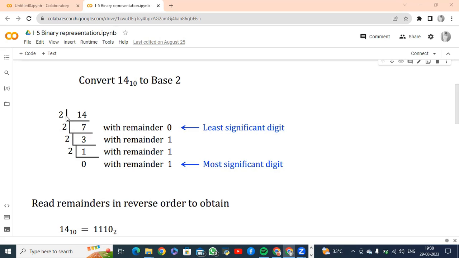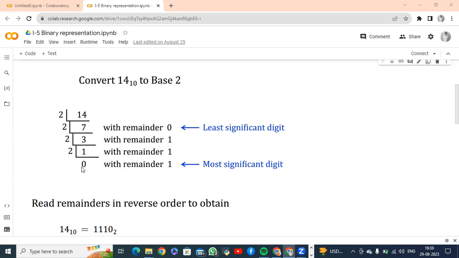First, how to convert this value? Repeated division by 2. We do repeated division by 2 and take their remainders. See here, first divide 14 by 2. The remainder is 0 and the quotient is 7. Now again divide it by 2. Now the quotient is 3, remainder is 1. Again divide by 2. Remainder is 1, quotient is 1. Again divide by 2. Remainder is 1 and quotient is 0.